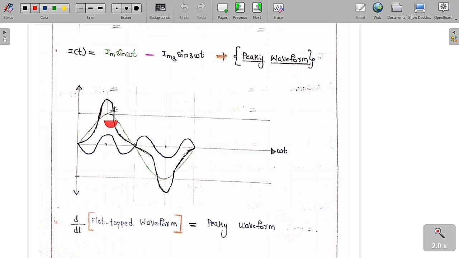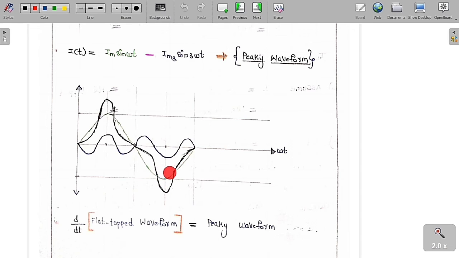Now we have to add these two waveforms. Here it is positive, here it is positive, so the overall value is again positive. Here it is negative, here negative, so the overall value is negative. You can see clearly that we are going to get a peaky waveform. If you add these two signals, the resultant signal has a peaky waveform.